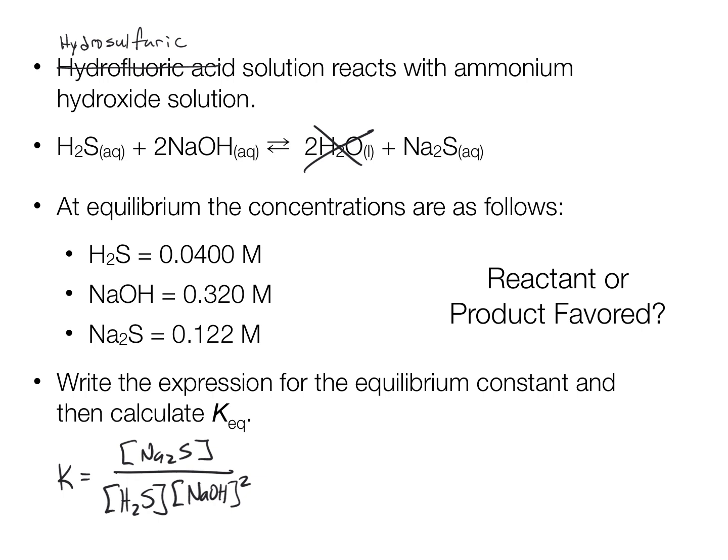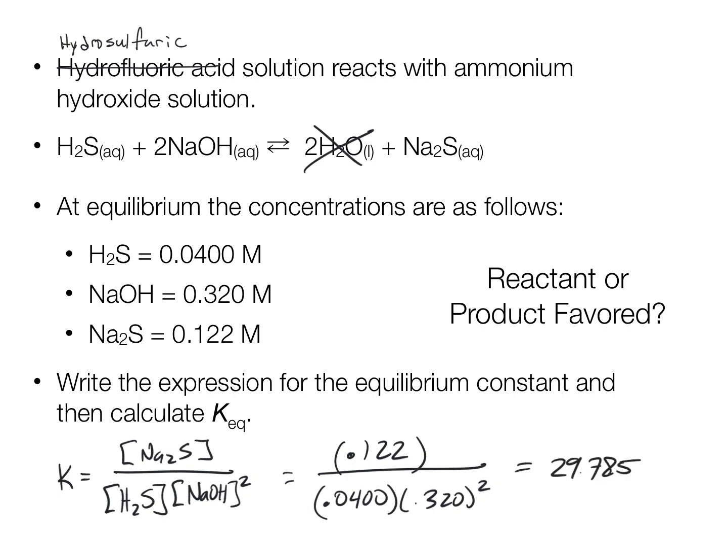Next, I want to put in the numbers. All right, so I got my two reactants, so I can put those in the bottom. I put the 0.0400 molar and multiply that by 0.320, and I make sure I square that one because, remember, stoichiometric coefficient's a 2. I put that on the bottom. On top, I put 0.122 molar. And when I plug this into my calculator, making sure I don't screw up the order of operations, I should get an answer of 29.785. And since I'm using 3 significant figures in all my concentrations, I want to use just 29.8 as my final answer. And because this number is much, much larger than 1, this is a products favored situation.